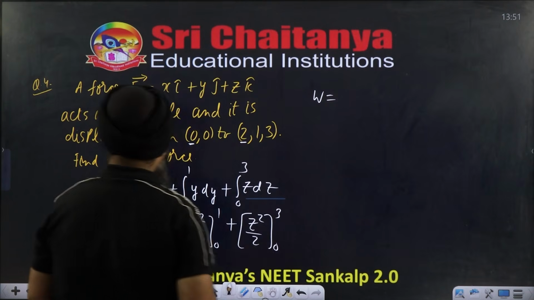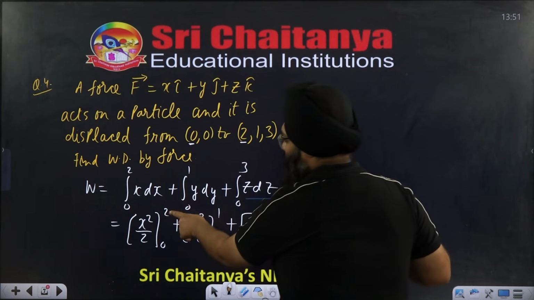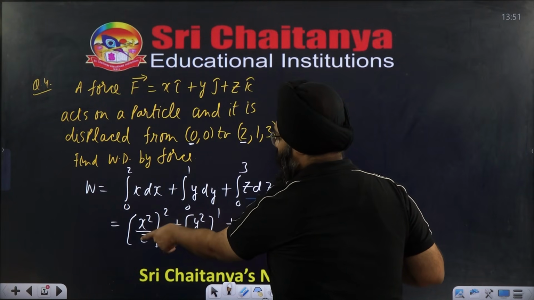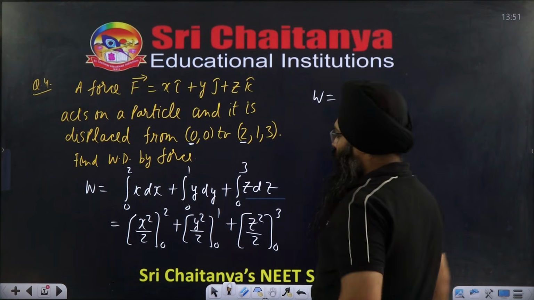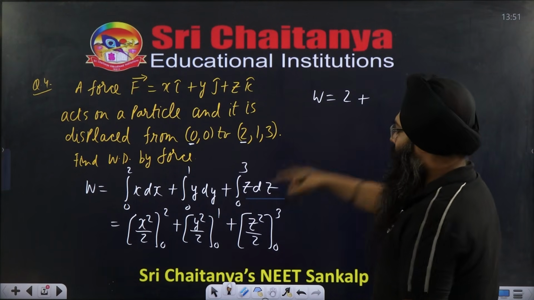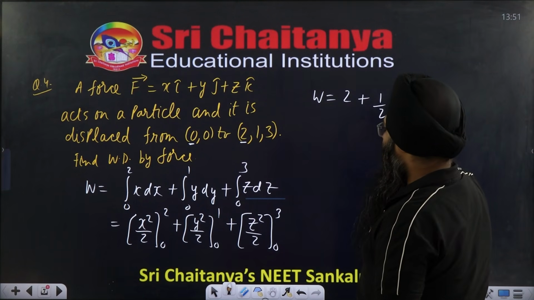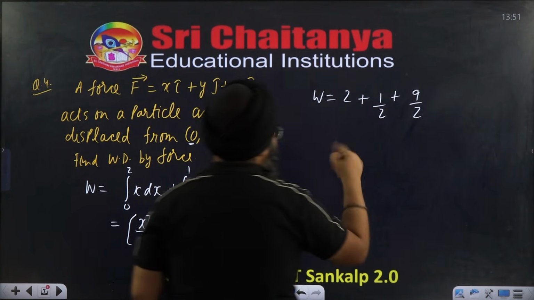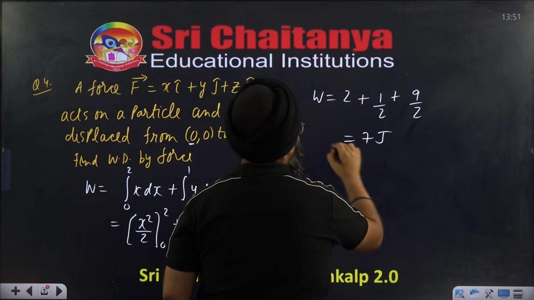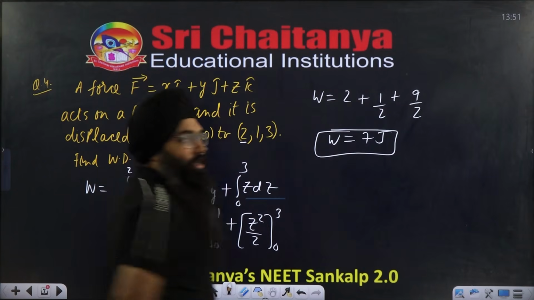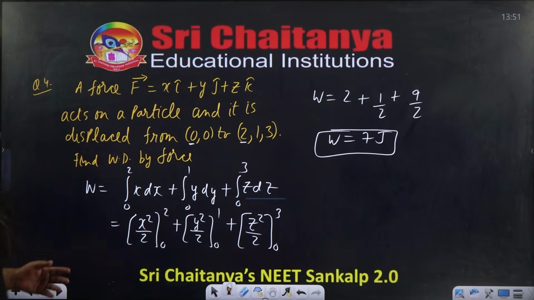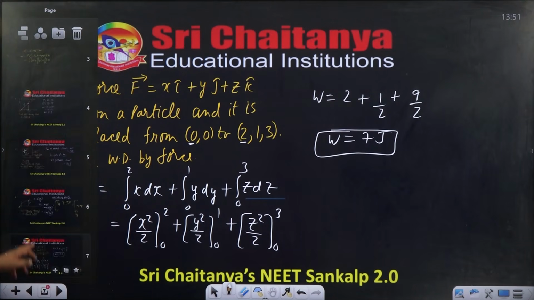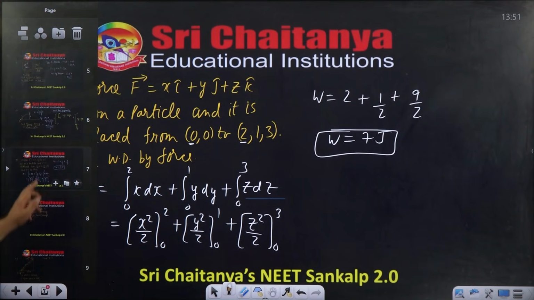Work done will be equal to, you put x equal to 2 here. So 2 square is 4, 4 by 2 is 2. So 2 plus, here it will come 1 by 2 and here it will come 9 by 2. 9 by 2 plus 1 by 2 is 10 by 2, that is 5. The answer will be 7 joules. So work done is equal to 7 joules. Basic simple concept, and you can easily do this. Chalo, let's move to the next concept.